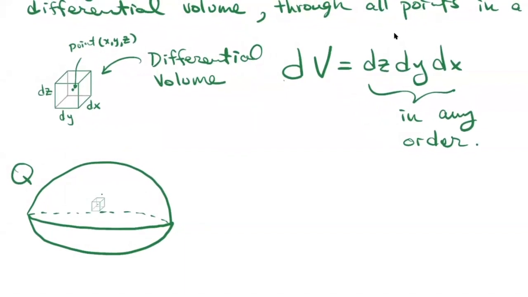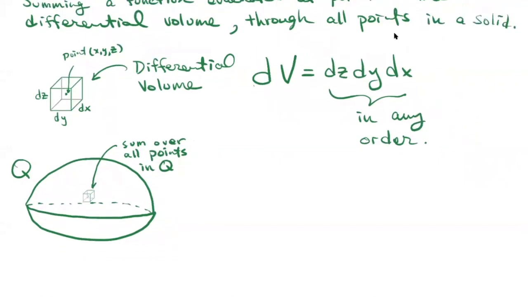Okay, so basically we need to sum over all points in Q. Okay, and so I think we can just do the triple integral now over the solid Q. And we'll have the function be f of x, y, z dV.